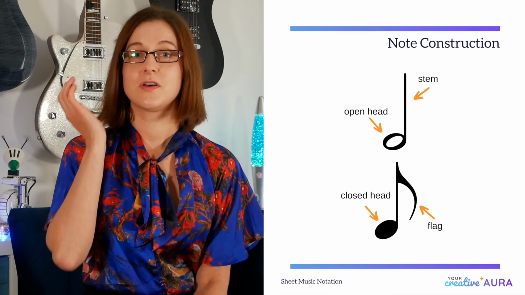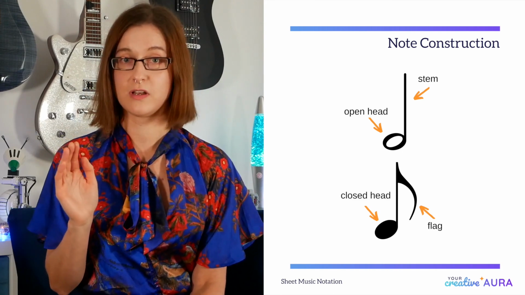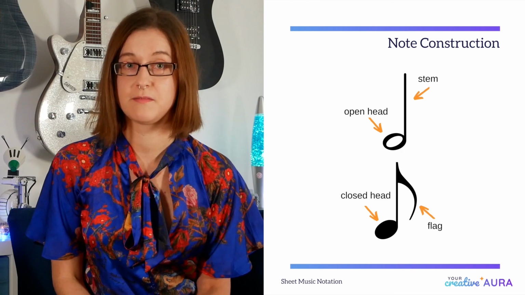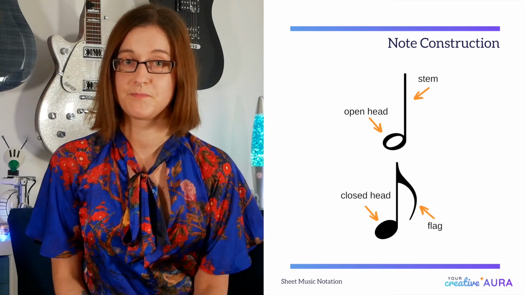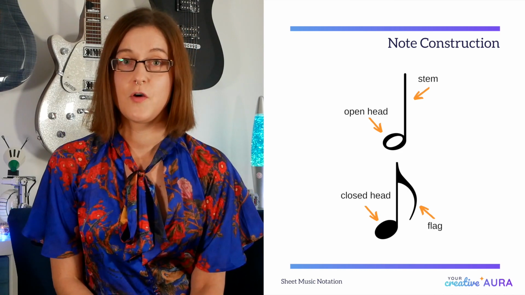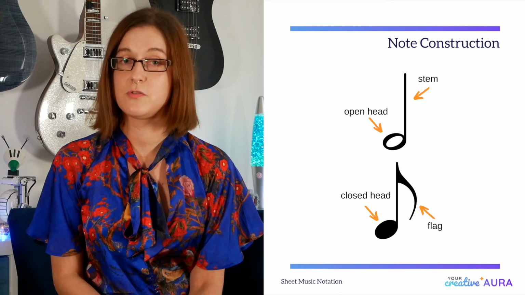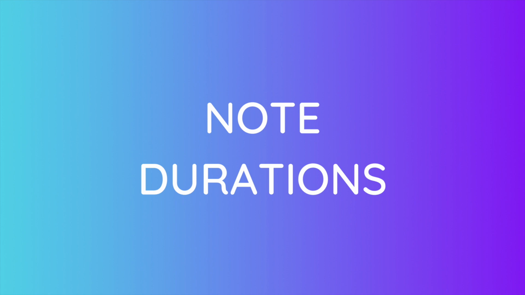Now, as a quick note, flags can appear as short, straight horizontal lines rather than curved lines. However, they represent the same type of note. Now, the combination of stem, flags and heads for a note indicates the note duration. So let's look at the different types of note durations.